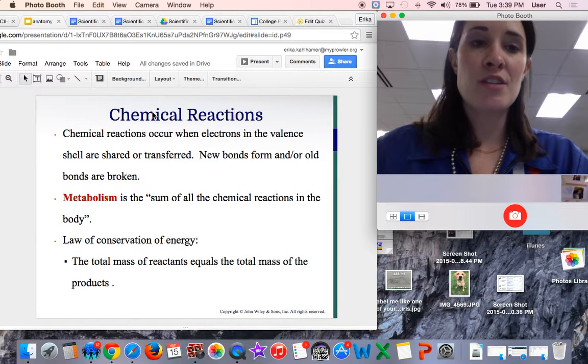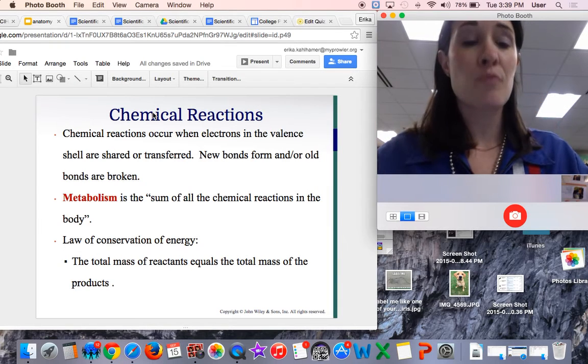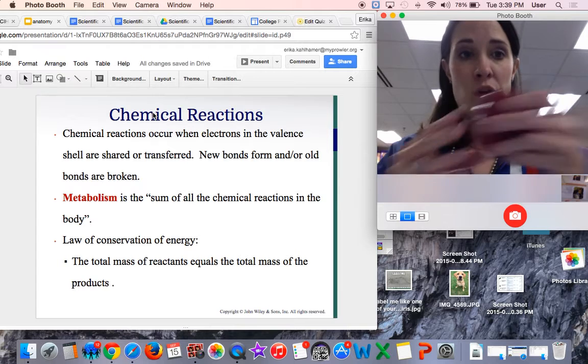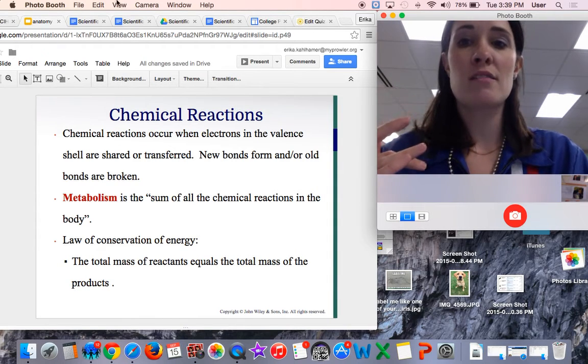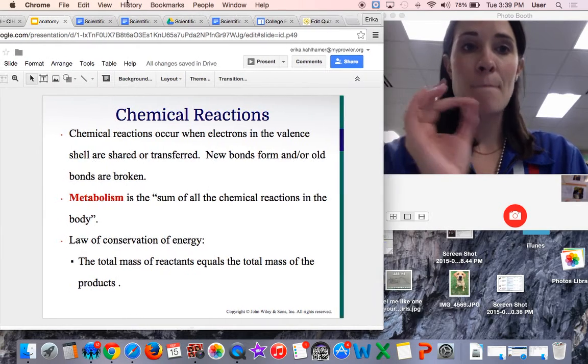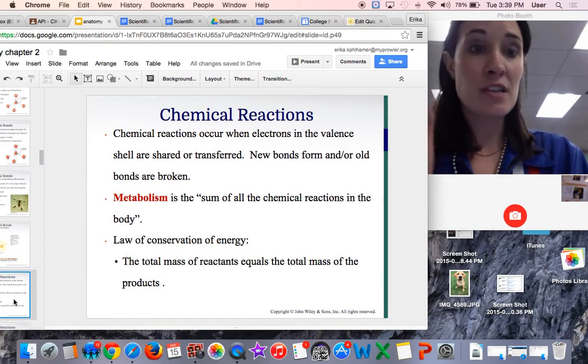So chemical reactions are simply bonds being broken, like breaking up the bonds in here and reforming them, moving the electrons around, breaking those bonds. Bonds contain potential energy.